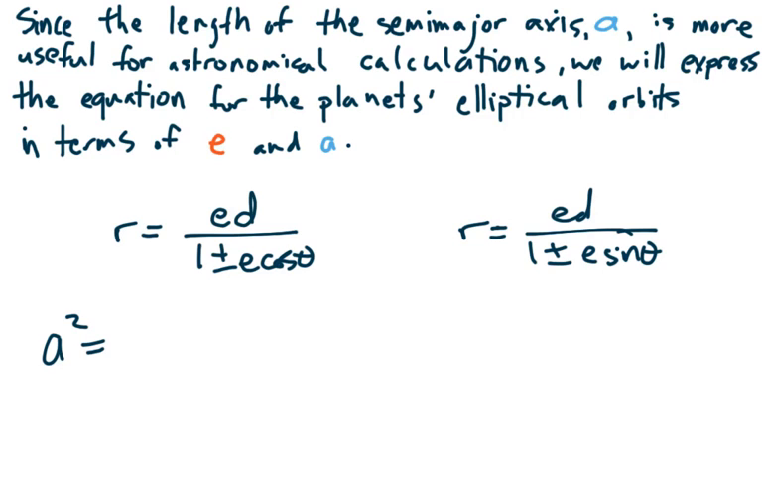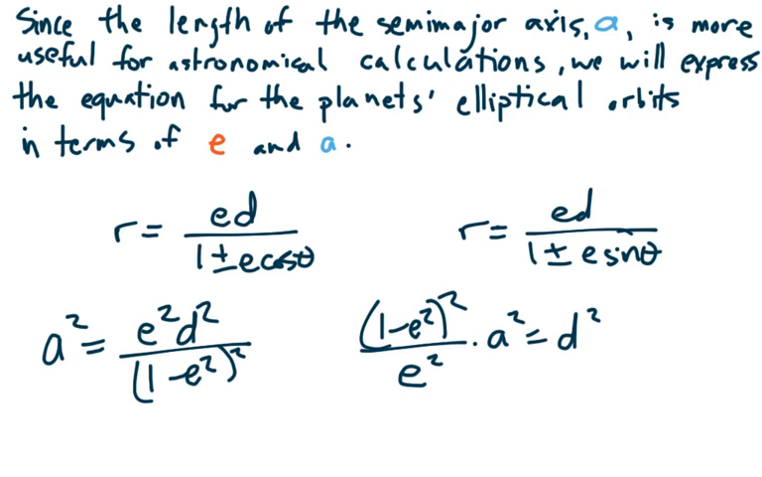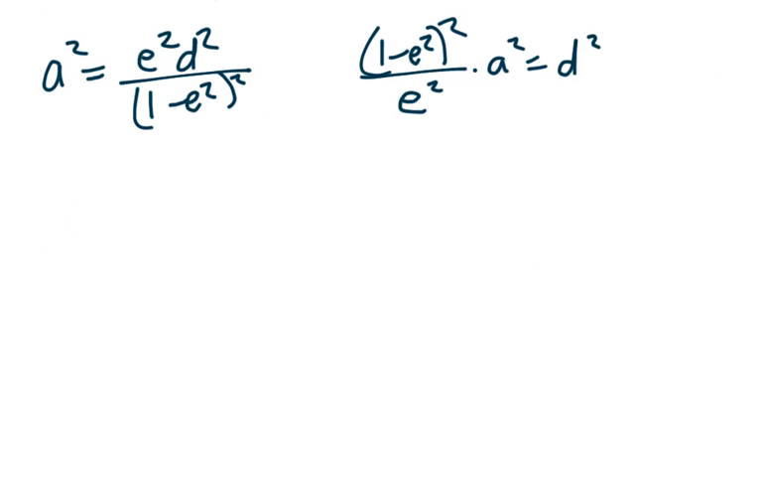So a squared, from the proof of that theorem, was equal to e squared d squared over (1 minus e squared) squared. That's a squared. Now if we take this and solve for d, we can replace d in this equation with an expression in terms of a. So first of all, we multiply both sides by the reciprocal of e squared over all this other stuff that we don't want with d, leaving us with this. And then the next thing we're going to do is take the square root of both sides. The square root of d squared is going to be d.